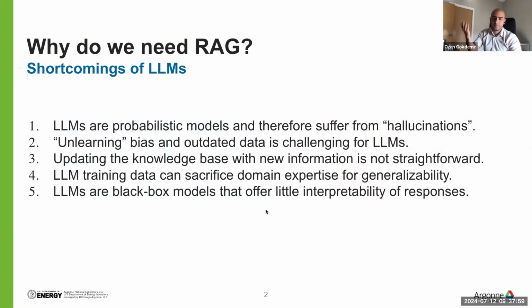And like we presented in this scenario, we need it for 5 reasons. One, LLMs being probabilistic models, they suffer from hallucinations. And they might present answers that look seemingly correct, syntactically perfect, maybe intuitively plausible, nonetheless inaccurate or outdated or biased.